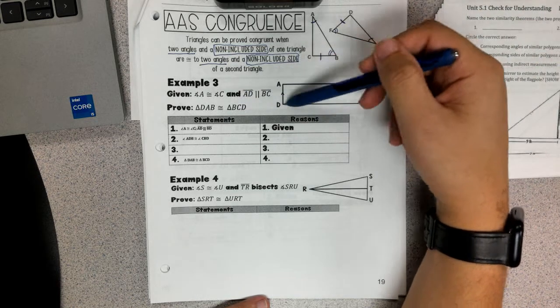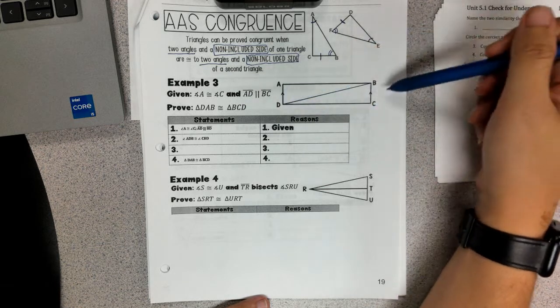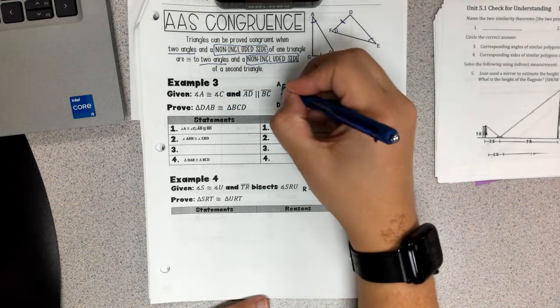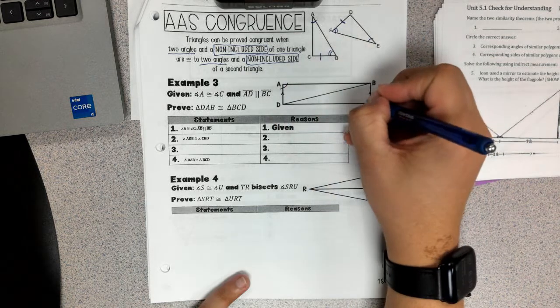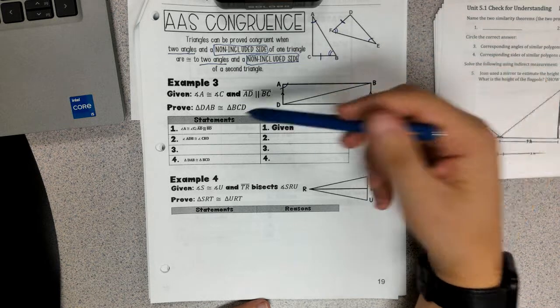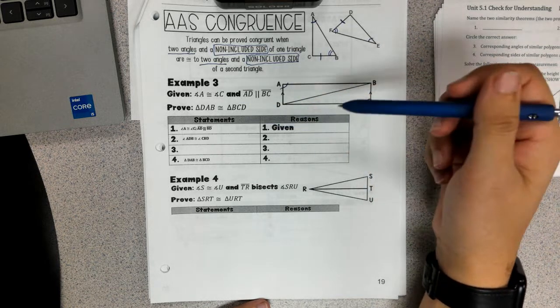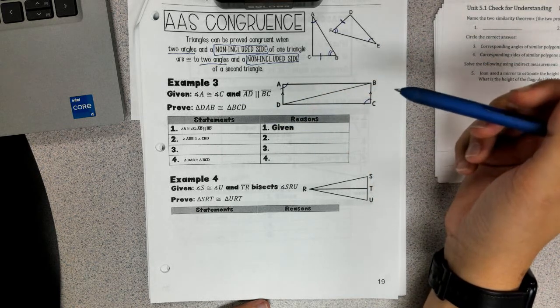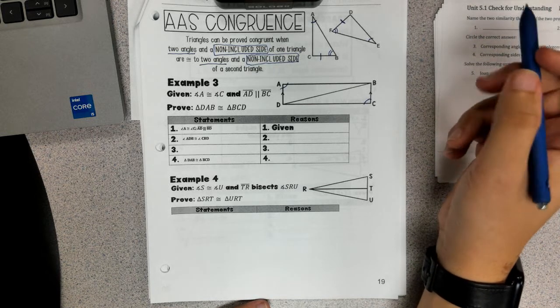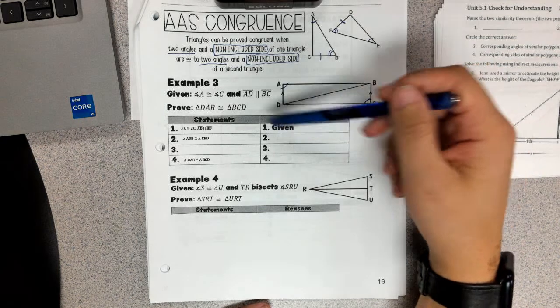So if we take a look here, we have this picture which has some arrows on it to represent our given that segment AD is parallel to segment BC. And then we're given that angle A is congruent to angle C. And that's all they tell us. And we're trying to prove that triangle DAB is congruent to triangle BCD. Okay? Cool. So, in order to do this, they already wrote in our givens for us.